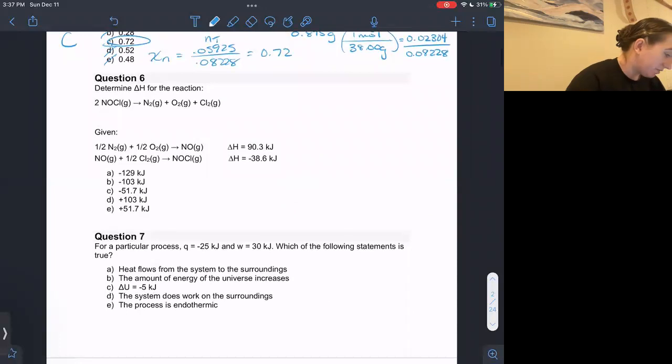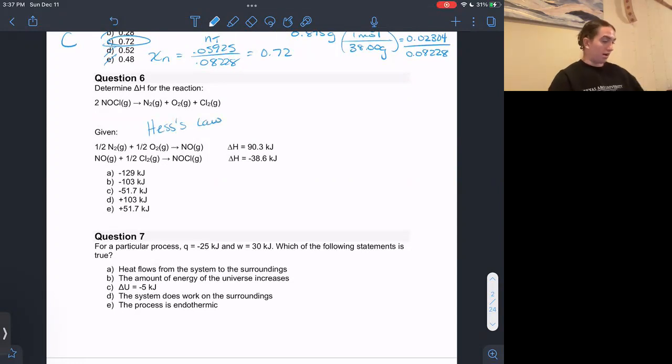So determine the delta H of the reaction. I'm looking at the whole thing and I'm given 2 half reactions. So this immediately tells me that this is a Hess's law type of problem. I'm going to look at how I can manipulate the given equations below with their delta H's so that I end up back at the original chemical equation that they gave me in the question.